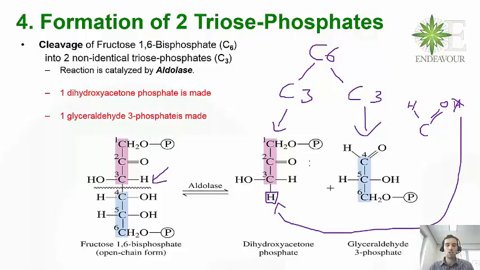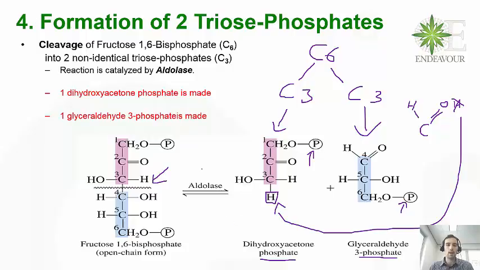You'll notice that each of these compounds contains a phosphate because the phosphates were attached at either end of our fructose 1,6-bisphosphate. That's why they both have phosphate in their name, because they both have a phosphate attached within those 3-carbon compounds.